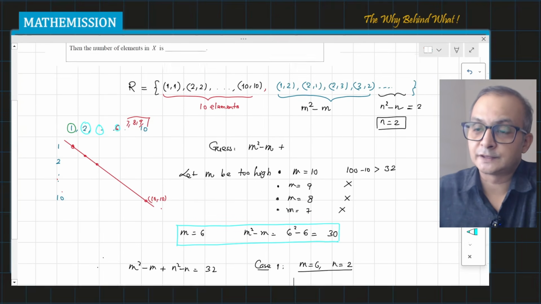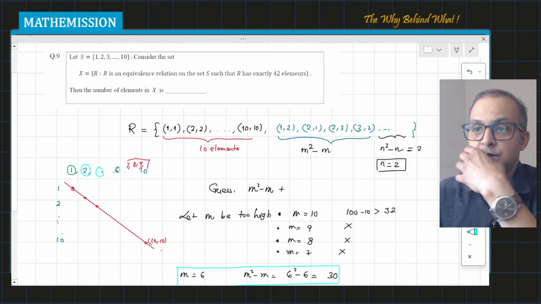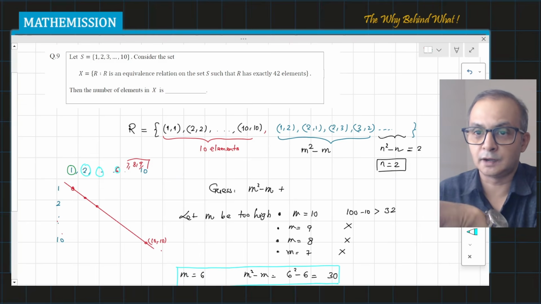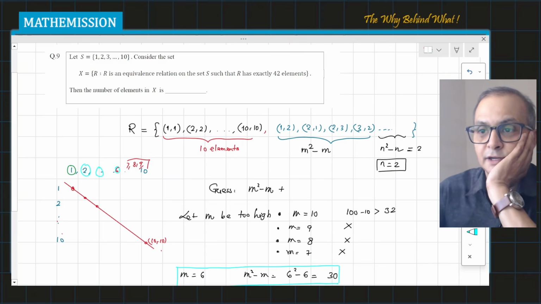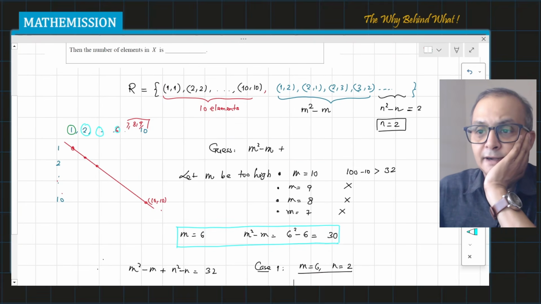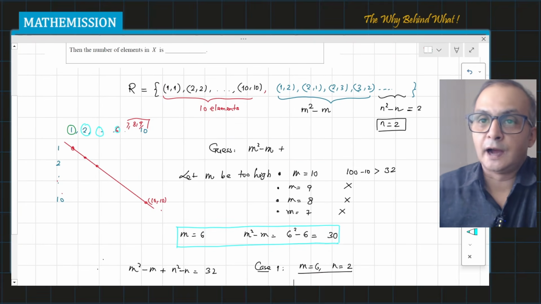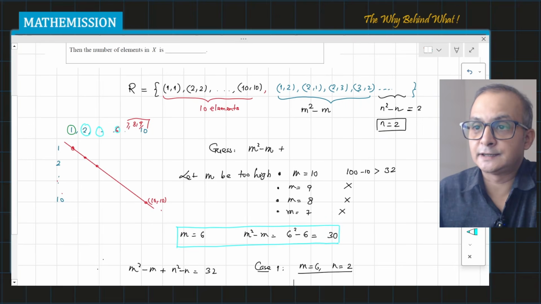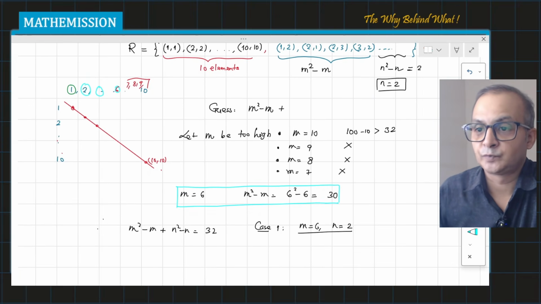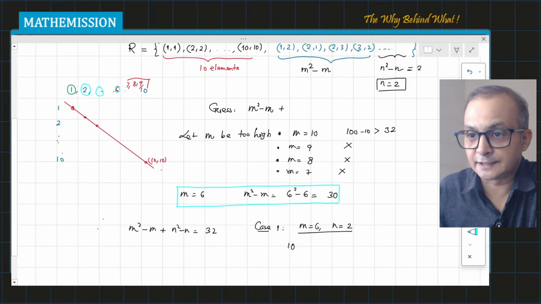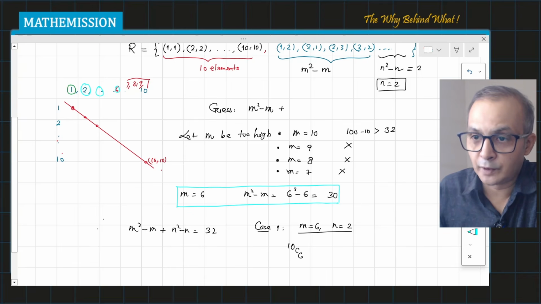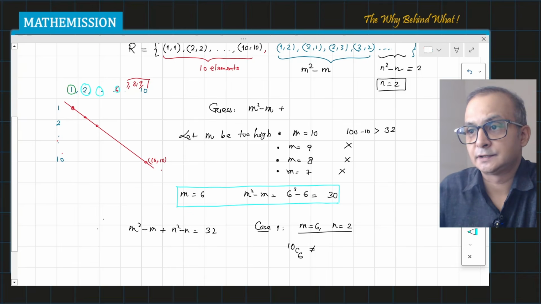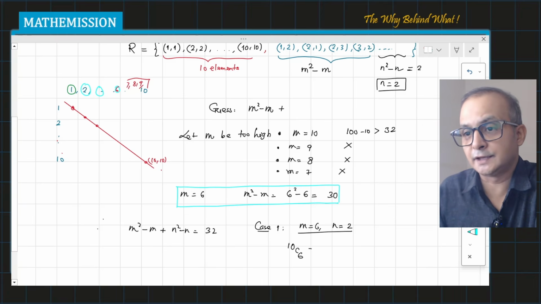Now, the problem is this is not the 30 and 2 you are going to count to find the number of elements in X. Try to visualize the scene, or try to go deeper. The 30 elements, where are they coming from? Out of the 10, you have selected how many? 6. So 10C6 is the number of ways.